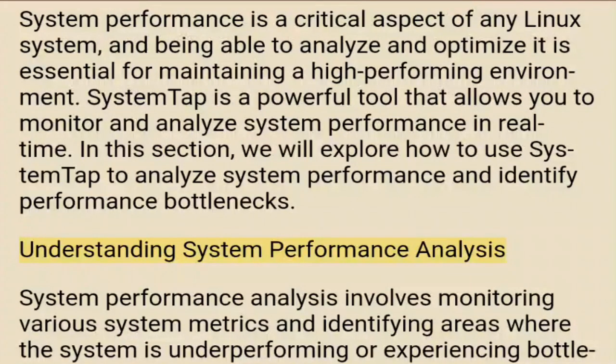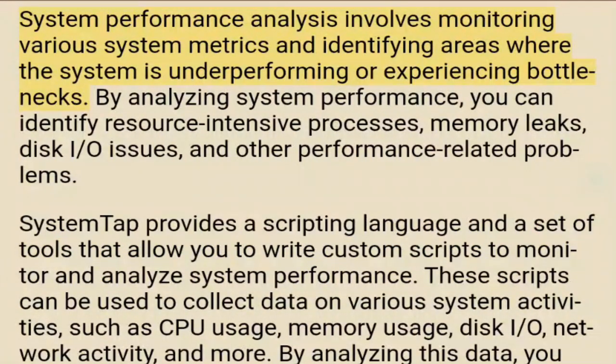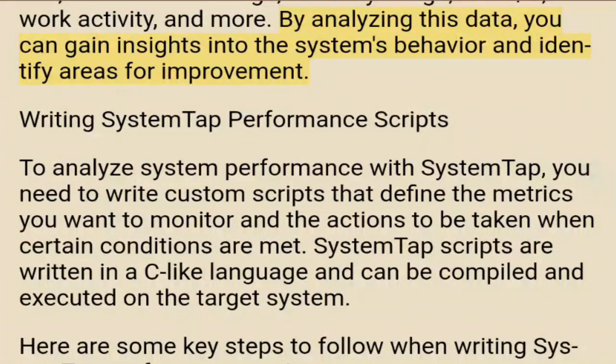Understanding system performance analysis. System performance analysis involves monitoring various system metrics and identifying areas where the system is underperforming or experiencing bottlenecks. By analyzing system performance, you can identify resource-intensive processes, memory leaks, disk I/O issues, and other performance-related problems. SystemTap provides a scripting language and a set of tools that allow you to write custom scripts to monitor and analyze system performance. These scripts can be used to collect data on various system activities, such as CPU usage, memory usage, disk I/O, network activity, and more. By analyzing this data, you can gain insights into the system's behavior and identify areas for improvement.